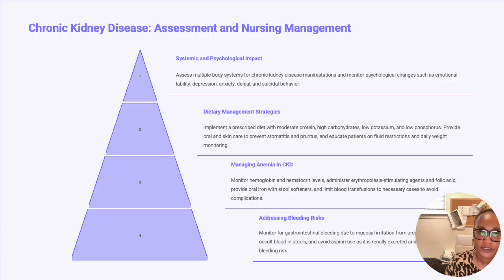Avoid administration of acetylsalicylic acid, like aspirin, because it is excreted by the kidney, so aspirin toxicity can occur and prolong the bleeding time. Place the client with chronic kidney disease on continuous telemetry. The client can also develop hyperkalemia, resulting in the risk for dysrhythmia.